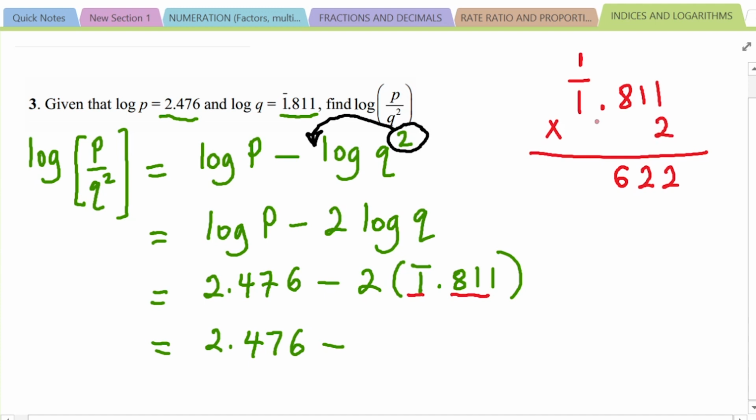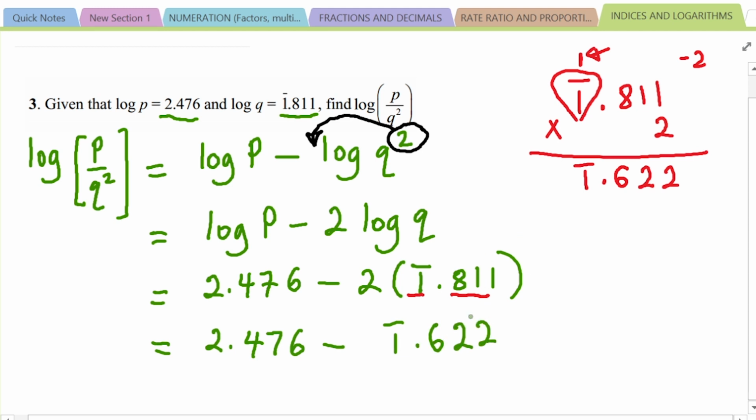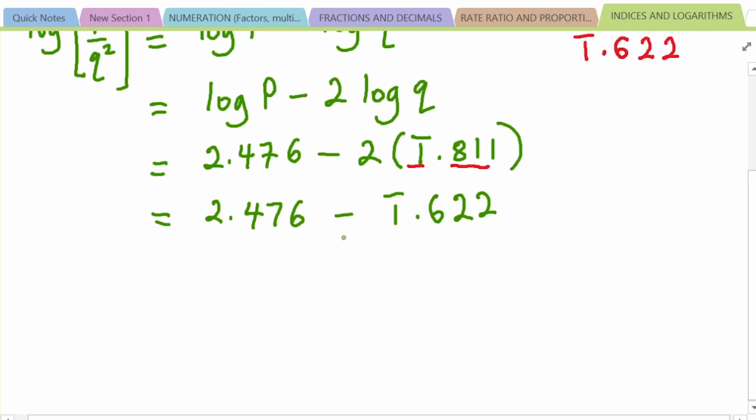Then 2 times that negative 1. Remember that negative 1 is independent. So 2 times negative 1 is negative 2. Negative 2 plus the 1 that we carried gives us negative 1. So this becomes bar 1.622. So our answer here is going to become bar 1.622, and then we shall go ahead and subtract it from the 2.476. Let me do this so that it comes out very well.